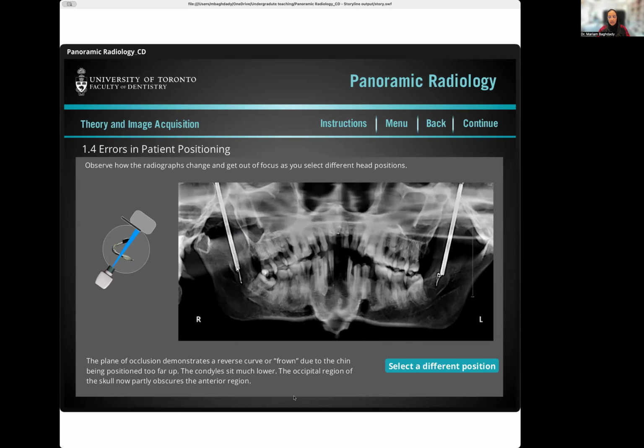A reverse smile line. The palate is superimposed over the teeth, and you can see the condyles are projected downwards. Why? Because I brought my condyles downwards here, so they're down here, and the palate is now superimposed, which we don't want.